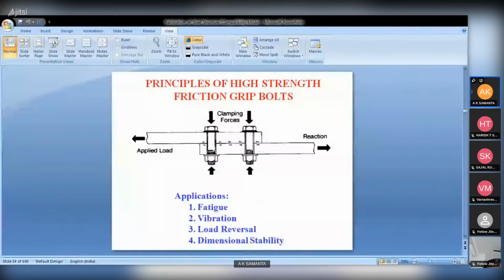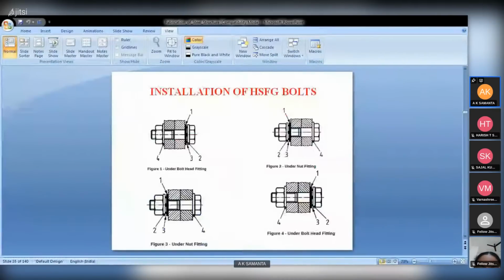Then installation of HSFG bolts: in IS 4000, there are a number of guidelines. There are four processes they are telling. These processes have been shown, where the bolt head can be rotated, or a nut can be rotated, or the DTI, the direct tension indicator, will be used. So many processes are there. Now let me describe them one by one.